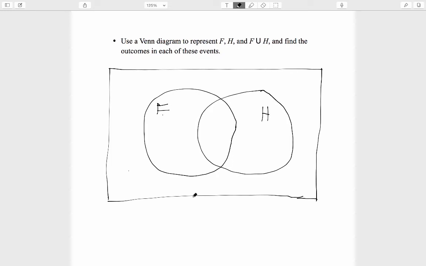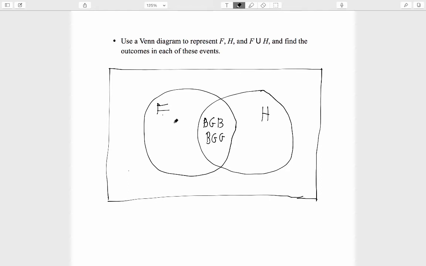Now we can go through outcome by outcome and write each outcome in the basic region to which it belongs. In this region in the middle, which is inside the F circle and inside the H circle, we can write the outcomes in the event that the first child is a boy and the middle child is a girl. There are two such outcomes, BGB and BGG. These outcomes live inside the event F. They also live inside the event H.